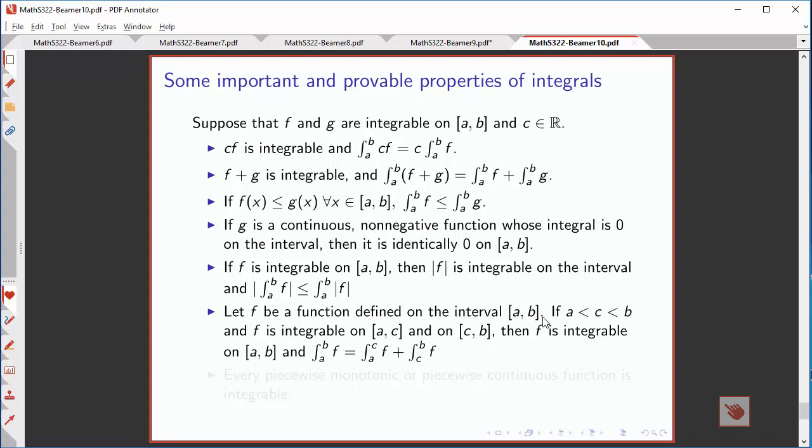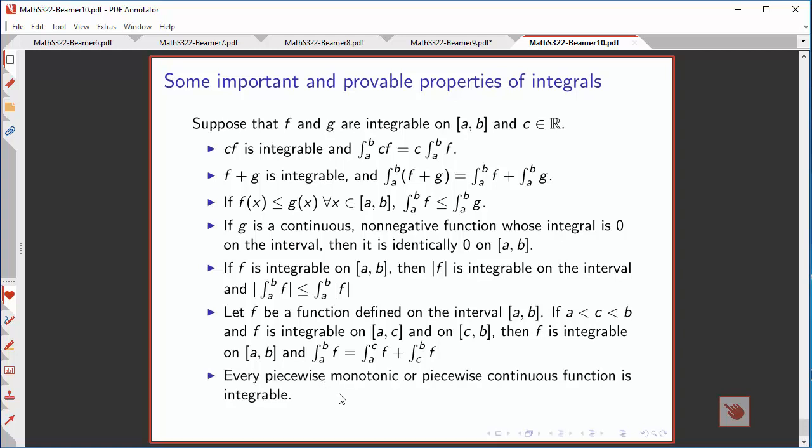Next, suppose we've got a function defined on the interval from a to b, and we pick some point c in between a and b. If f is integrable between a and c, and also integrable between c and b, then it's also integrable from a to b, and as everyone knows, the integral from a to b is the sum of the integral from a to c and the integral from c to b. All these properties are provable from our definition of the Darboux integral.